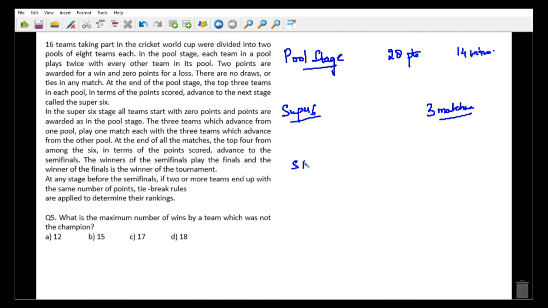Then in case of semi-final, it has to have 1 win so that it goes to the finals. But in case of final, it loses. So it is not the champion. But it would have 14 plus 3 plus 1, that is 18 wins.